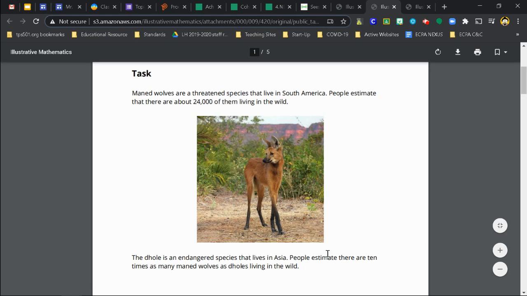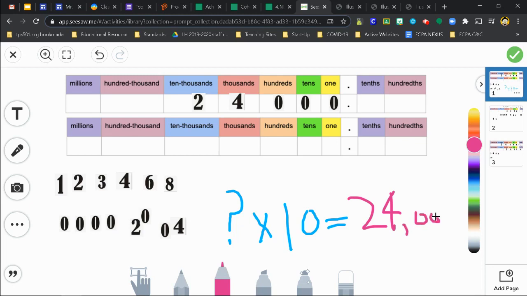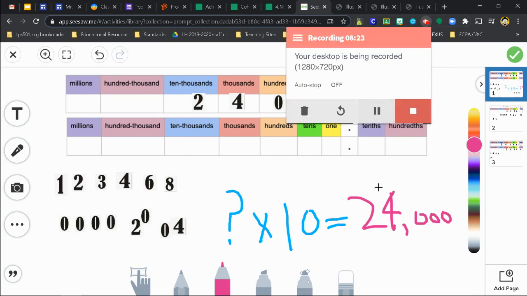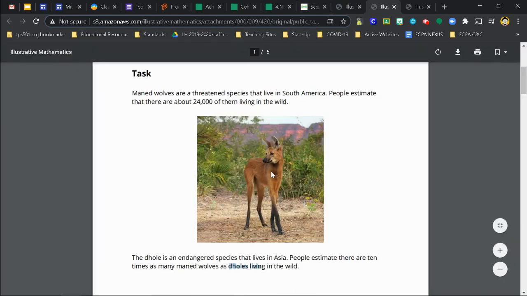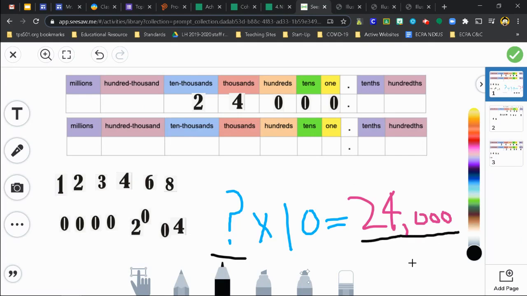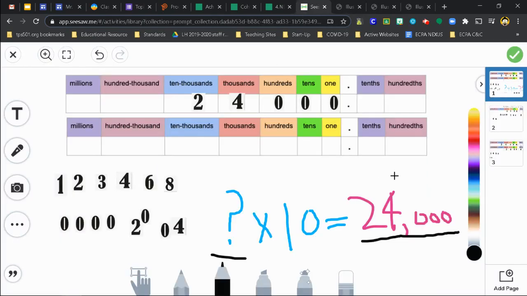What do we know? We know that there are 10 times as many maned wolves as dholes, weird long leg guys here. So these are how many dholes. We don't know how many they are, but we know if we multiply that number by 10, then we get to the number 24,000. Let's get that written right there. So we have all the pieces we're working with here. This is how many dholes there are. Dholes are this scary monster. And this number is the amount of regular maned wolves. So this guy plus all of his other scary friends. Check it out. We gotta figure out what this question mark is.